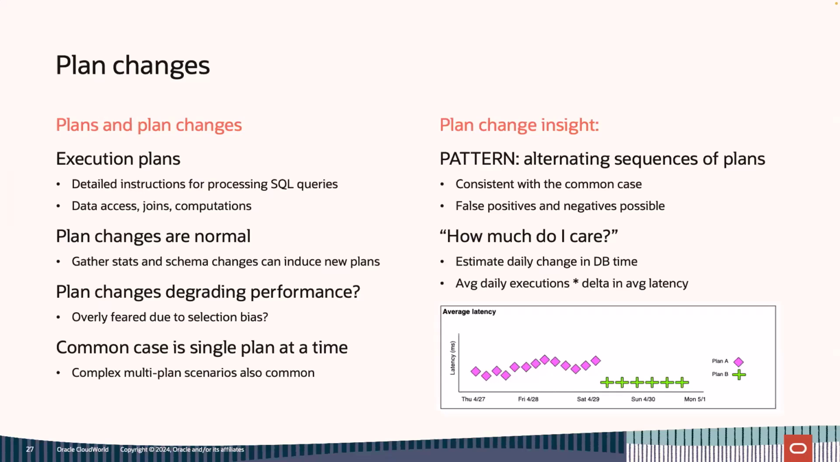But one thing we try to do with all our insights is help you understand how much you should care about it, right? So if I see a plan change, how much do I care? I know the optimizer is supposed to change plans, right? Well, what we try to do is estimate the daily change in DB time. So we take the average latency for plan B, we subtract the average latency for plan A, and we say, okay, the change in average latency was, let's say, 10 milliseconds, right? Well, how much do I care?